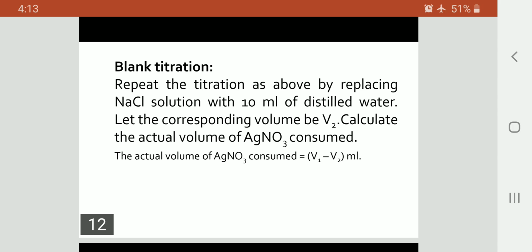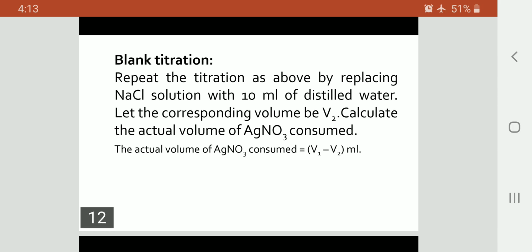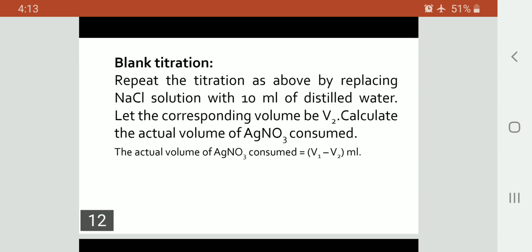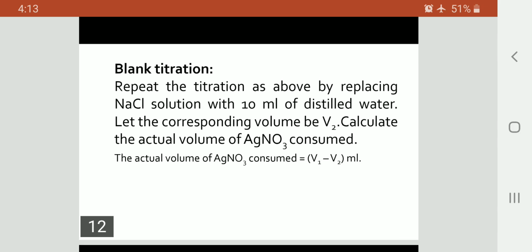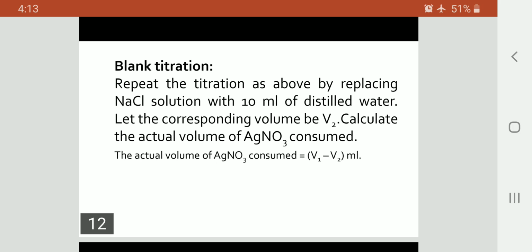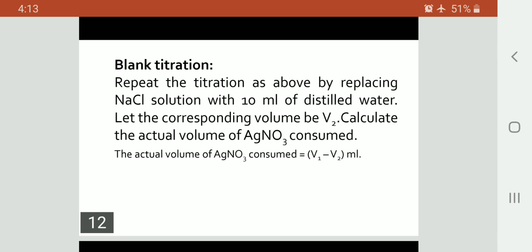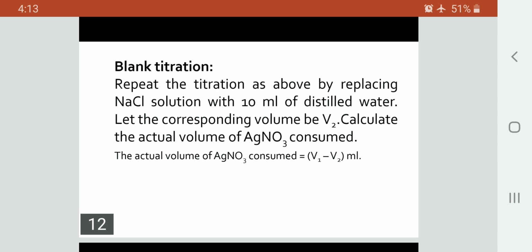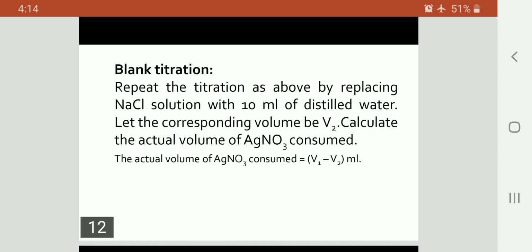So now what you are going to do is pipette out 10 ml of distilled water. In that 10 ml of distilled water, you will add 2 to 3 drops of potassium chromate indicator. Again, your solution will turn yellowish. Start the titration, and once your solution turns reddish brown, stop the titration and note down the reading. See students, you have to be very careful while performing this, because the distilled water will contain very little chloride ions. So maybe within 1, maybe within 1.5 you may get the reading.